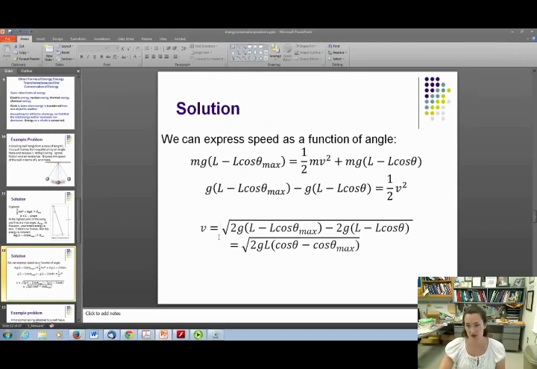And I end up with an expression here, the square root of 2g times (L minus L cosine theta max) minus 2g times (L minus L cosine theta). Now I've combined terms, the 2gL and then the minus 2gL, those are going to cancel out. And then I rearrange things a little bit, and I get my speed is equal to the square root of 2gL times (cosine theta minus cosine theta max). All right, so that's the solution of the problem.